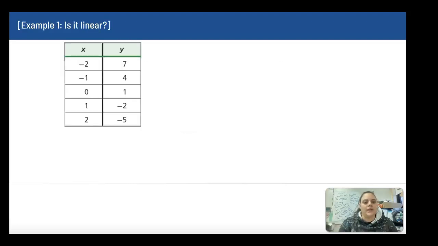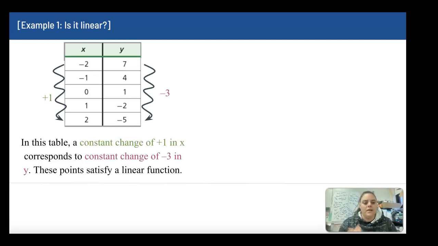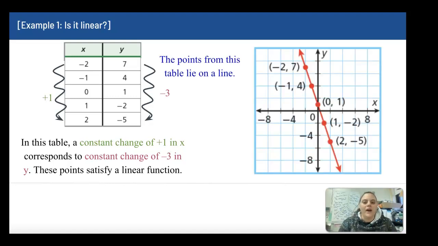So let's take a look at our first example, looking at if it is linear. So again, we want to look at our change. So x goes from -2 to -1, 0, 1, 2. It's adding 1 each time. Then we look at y. 7 to 4 to 1 to -2, and so on. We're subtracting 3 each time. So in this table, a constant change of adding 1 in x corresponds to a constant change of subtracting 3 in y. Therefore, these points satisfy a linear function. We can see that when they are graphed, these points lie on a line.